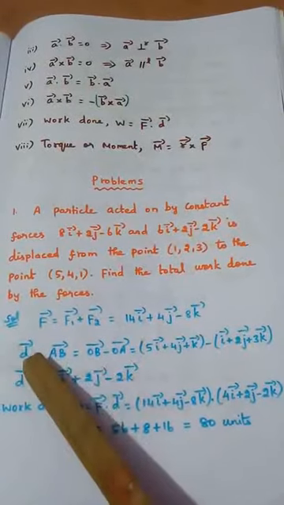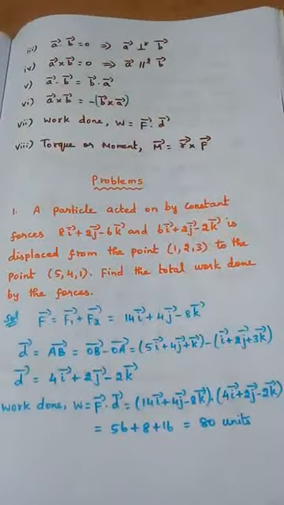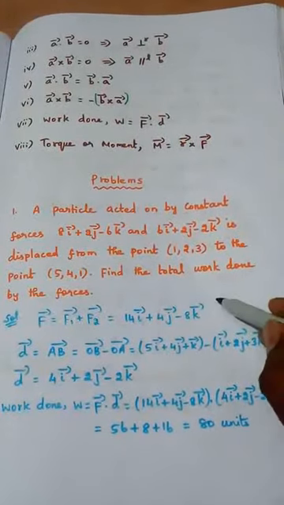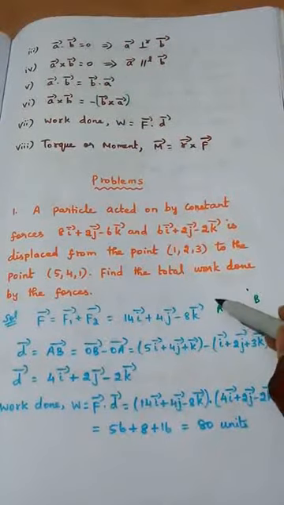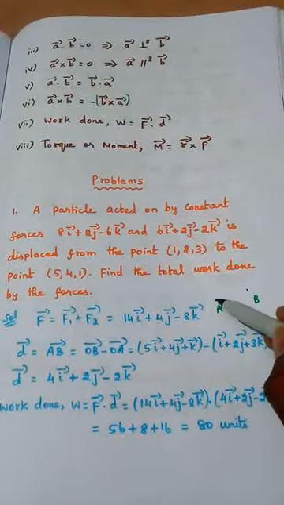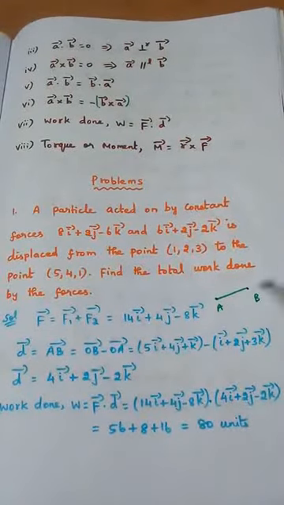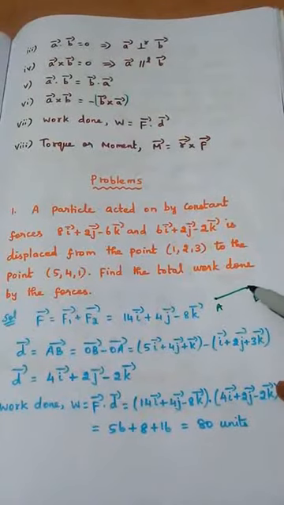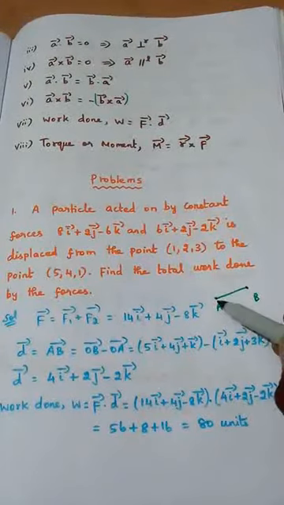I said D vector means displacement vector. Displacement means the particle is moved from the point A to point B, right? Suppose this is the point A and this is the point B. Actually the particle was here. When the force is applied at this point, the particle moves from this point to this point. So this is the starting point and this is the ending point. This is called displacement. Displacement means shortest distance from A to B.